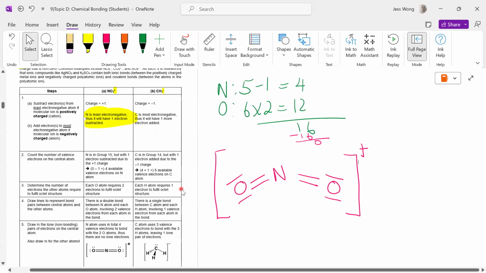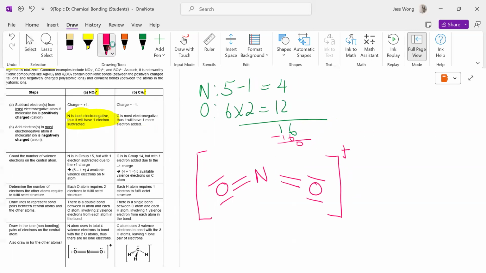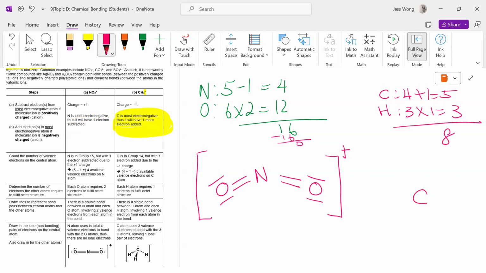Okay. Now, next, let's look at CH3 minus. In CH3 minus, C has 4 electrons. H, there are 3 of them, so 3 times 1, so 3. Now, the extra electron should go to the more electronegative atom, which is the carbon. So carbon will have the electron added because it's more electronegative. So I will have 5 and 3, 8. So draw your C. Remember, hydrogen cannot be in the center. And between them, at least form a bond. For hydrogen, we look for a duplet.